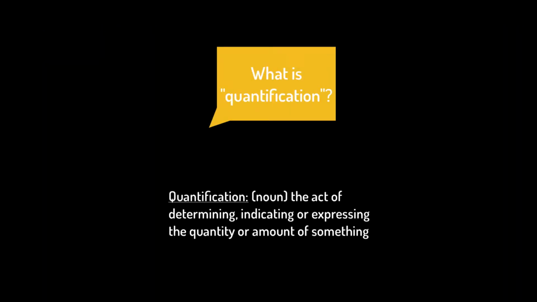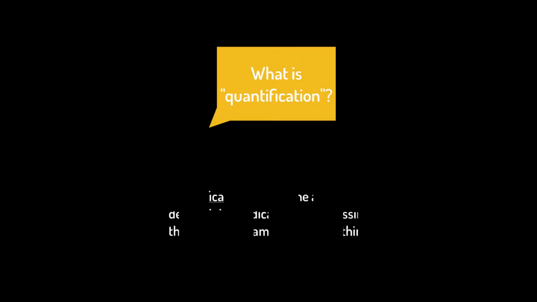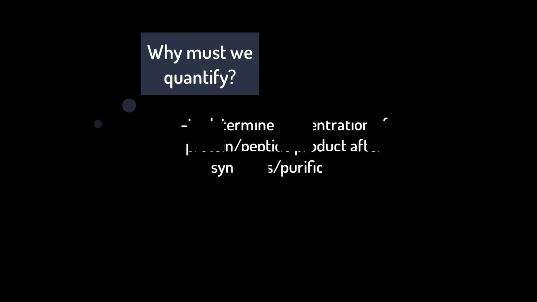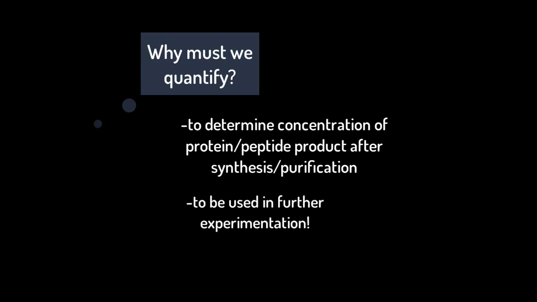In general, quantification refers to the act of determining, indicating, or expressing the quantity or amount of something. In chemistry, the word quantification typically refers to making a precise measurement of sample concentration. This is oftentimes the first step in experimentation on proteins or peptides. Successful quantification gives concentration measurements that can later be used in experimental assays.